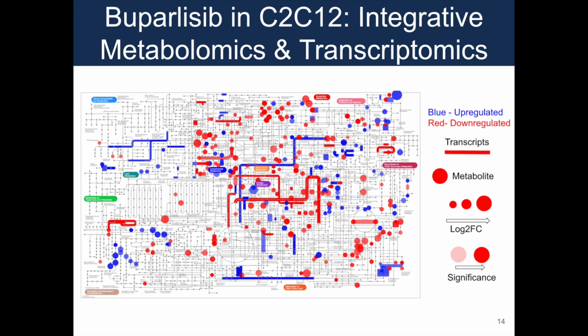What we're looking at here is boparlisib in the C2C12 cell line, and what you can see is a KEGG network where the nodes are metabolomic data points and the edges are transcriptomic data points. The blue color represents upregulation of the drug with respect to the control, while red represents downregulation of the feature with respect to the control. The size of the node represents log fold change, while the shade represents significance.